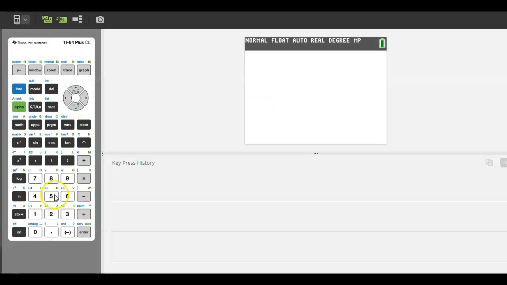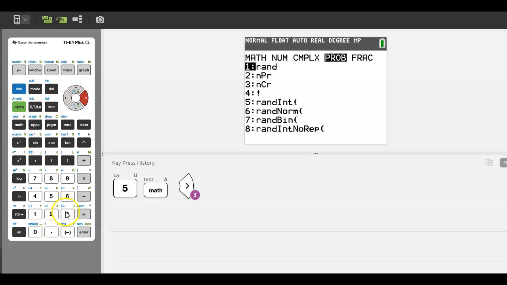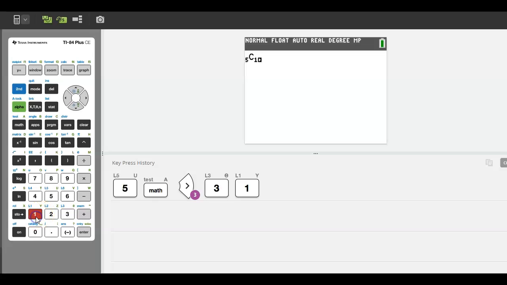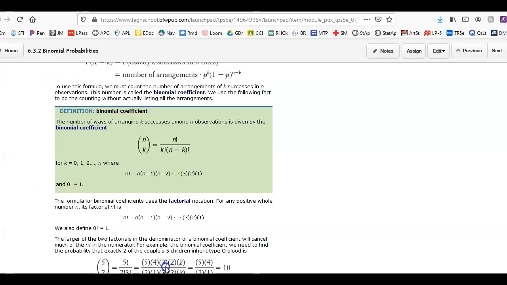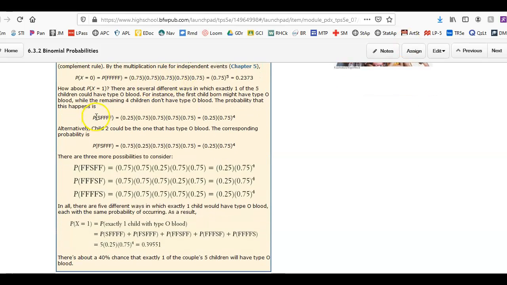So on the calculator, it would be like 5, math, probability, nCr, 1. 5 choose 1 is 5. So let me go back. 5 choose 1 would be this scenario here. There's 5 children. We want 1 to have type O blood. So there's 5 different scenarios. Could be the first, second, third, fourth, or fifth child.